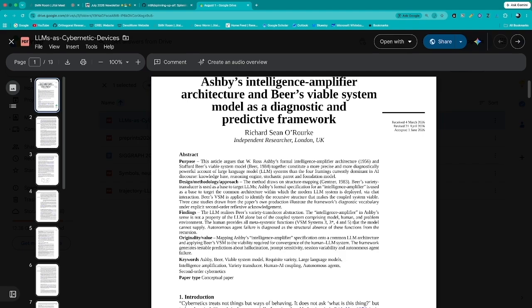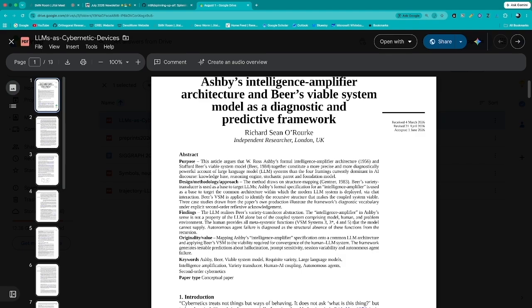So kind of thinking about this closed-loop feedback not only in terms of the intelligence amplifier model, but also then thinking about the relationship between humans and large language models as the viable system. So the higher levels of the viable system are the human, the lower levels are the model. So that's what he's getting at here. Autonomous agent failure is diagnosed as the structural absence of these functions from the recursion. So he talks about where this mapping breaks down.